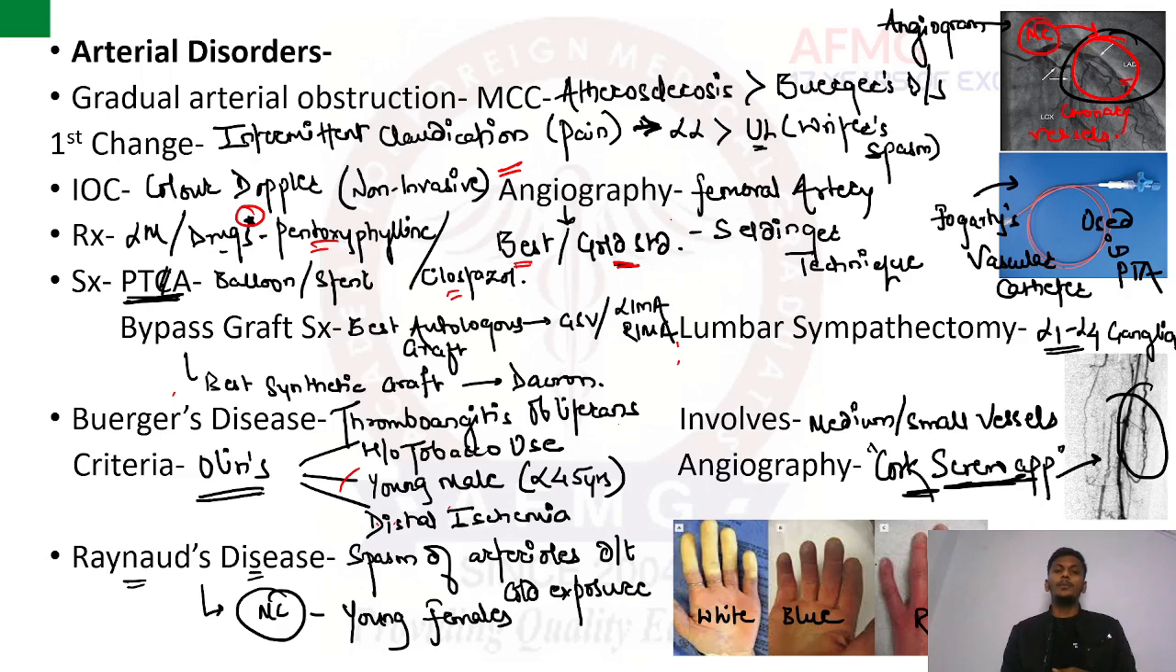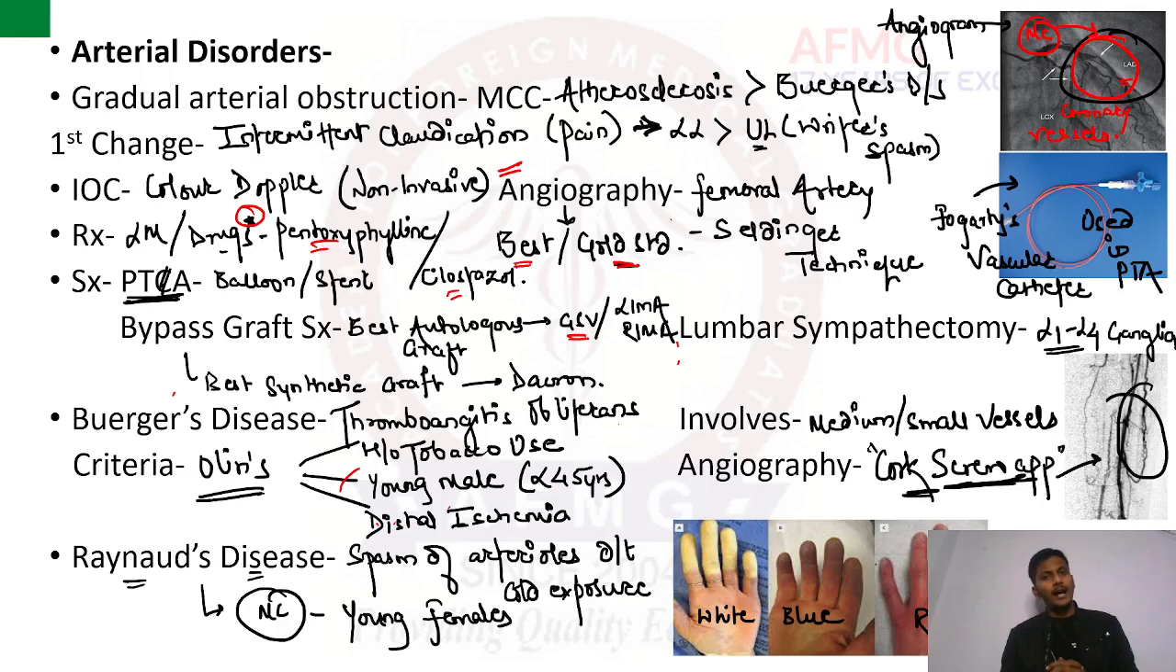Then we can also perform a bypass graft surgery. For that we can use an autologous graft, meaning some vessel from our body itself, or we can use a synthetic graft, a vessel which is prepared from some other material outside. The best autologous graft, if they ask, the answer should be GSV, that is great saphenous vein, present in our lower limbs.